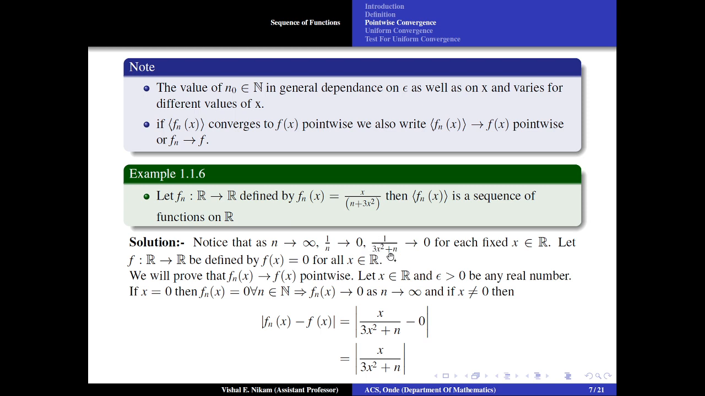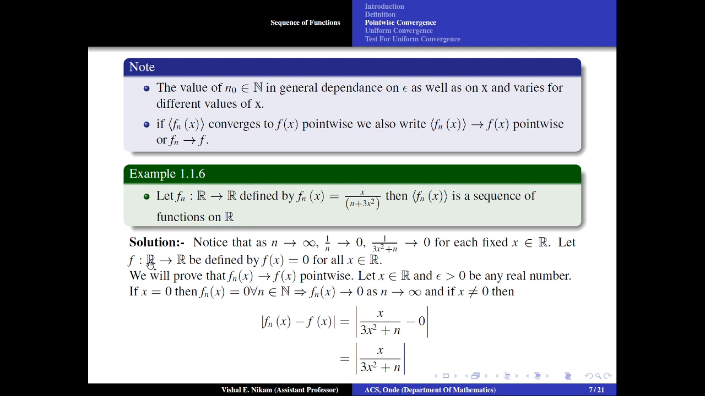So 1 upon 3x square plus n also tends to 0 by fixing x. By fixing x, that is, for each x. Suppose someone takes x equal to 1, someone takes x equal to 2, someone takes x equal to 5, any x, but for fixed x, 1 upon 3x square plus n tends to 0.